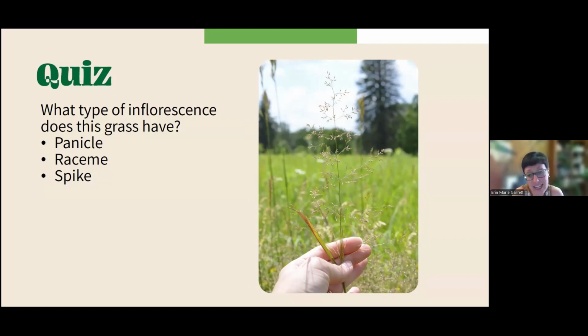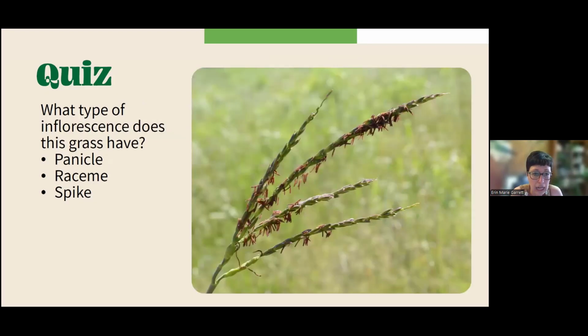Excellent again. Lots of guesses for panicle. So again, this is kind of the very typical panicle shape with lots of branches and then lots of spikelets spaced out all across those. So excellent job. And then how about this one? This one is gamma grass.